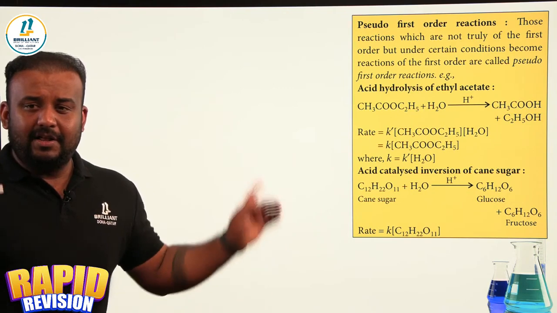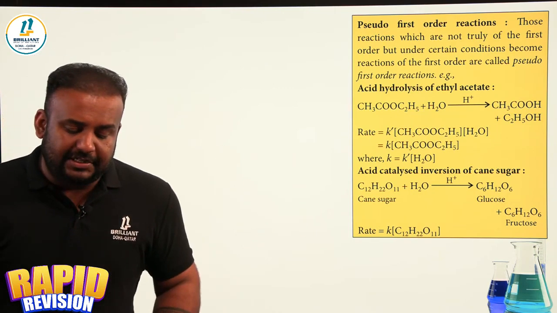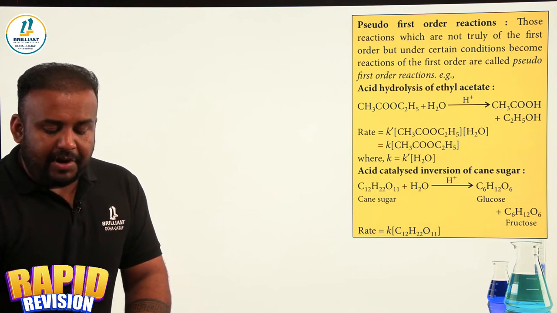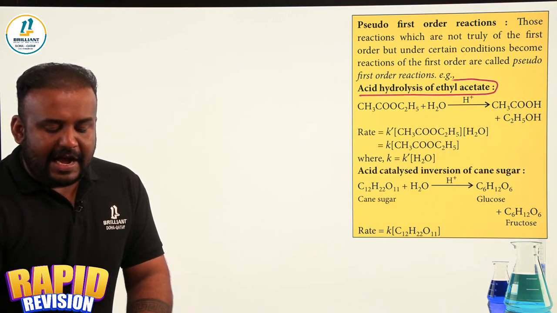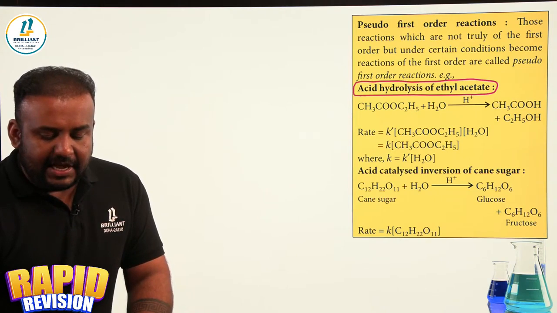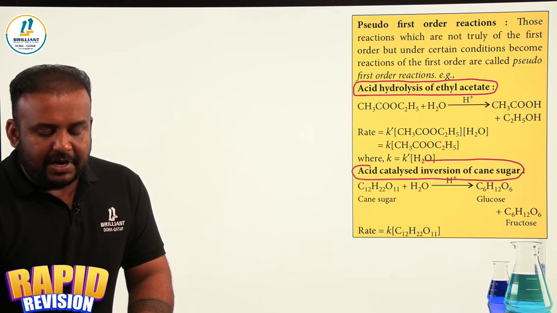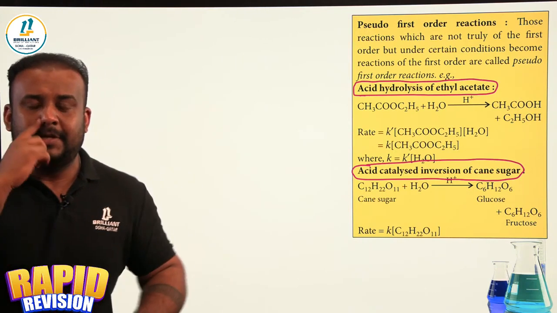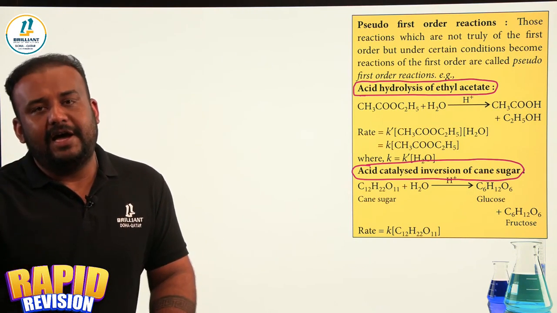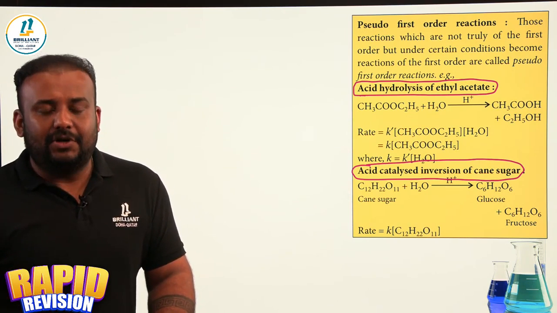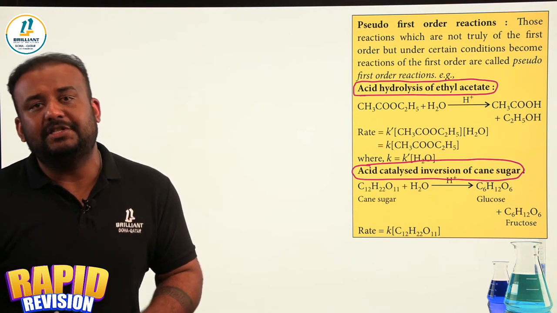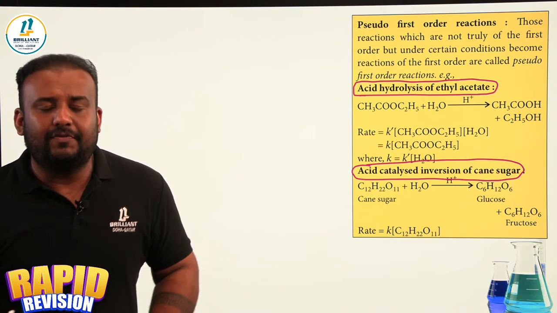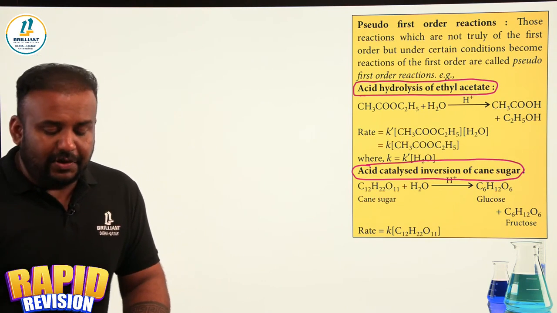Another important theory part, pseudo order reaction, pseudo first order reaction. You all know what is the meaning of pseudo first order reaction. Example is more important. Please focus here. Acid hydrolysis of esters, acid hydrolysis of cane sugar. These two are best examples for pseudo first order reaction. What is pseudo first order reaction? A reaction that may look of a higher order but is first order, because one reactant's concentration is so high that its change in concentration is negligibly small, so it won't affect the rate of the reaction. That's called pseudo first order reaction.